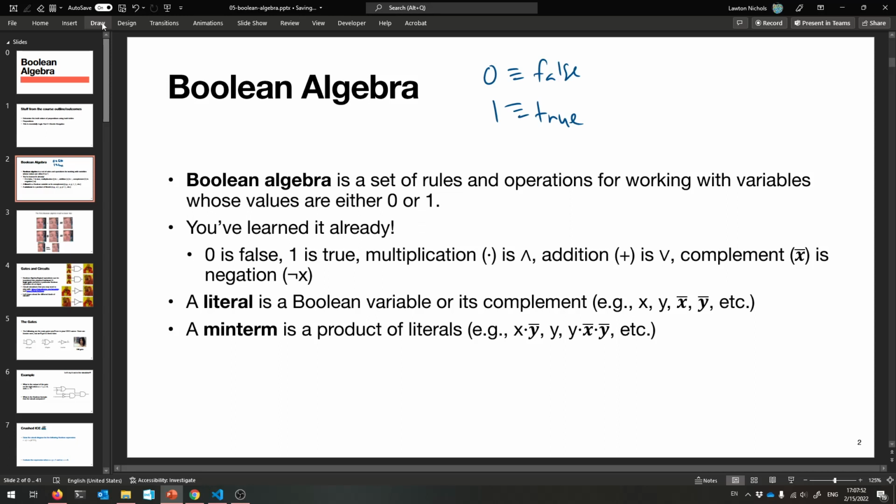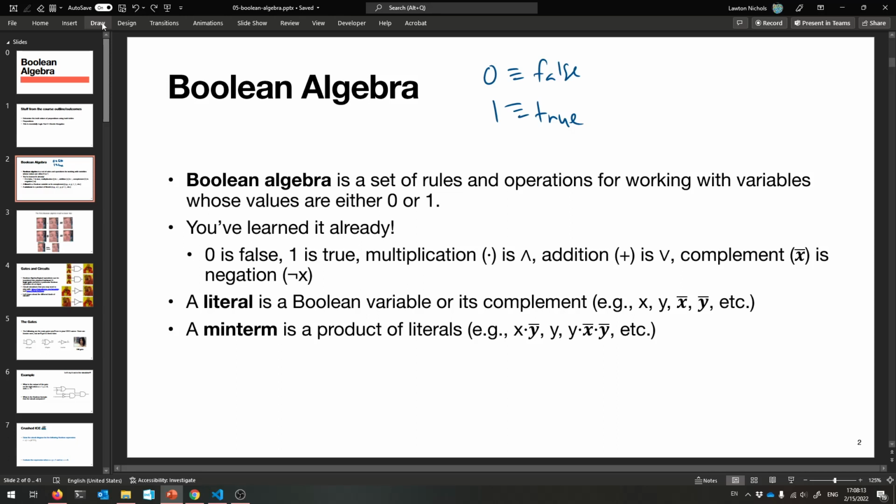0 is false, 1 is true. Instead of and, we say multiplication. Instead of or, we say addition. And instead of not, we use complement, like for set theory. We use a bar, okay? So that's really it. Just replace everything, and you know this already, okay? Replace all those symbols with these other ones.